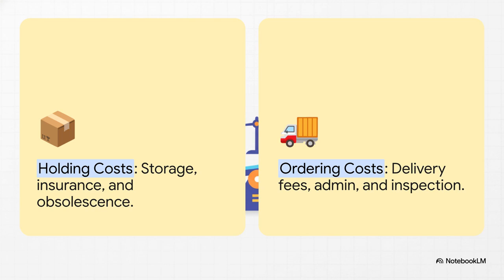We're basically dealing with two opposing financial forces here. In one corner, you've got holding costs. This is your storage space, your insurance, the risk of stuff going obsolete, and of course, the finance cost of having your capital tied up. In the other corner, you have ordering costs. These are your delivery fees, administrative time, and inspection costs. If you try to order in massive batches just to keep your delivery and admin costs low, well, your holding costs are going to shoot right through the roof. It's a constant, never-ending seesaw.